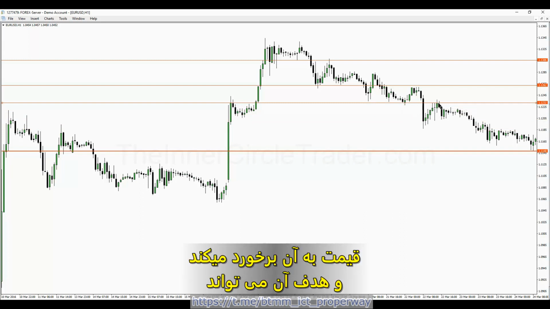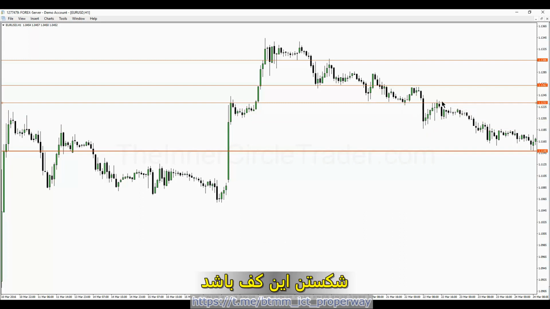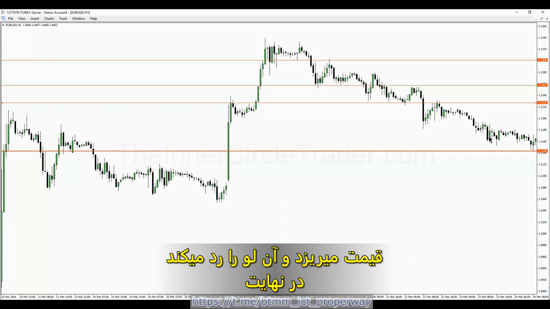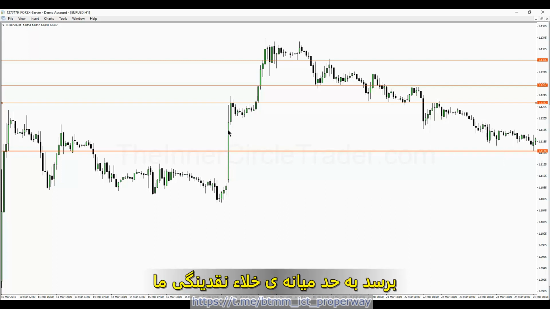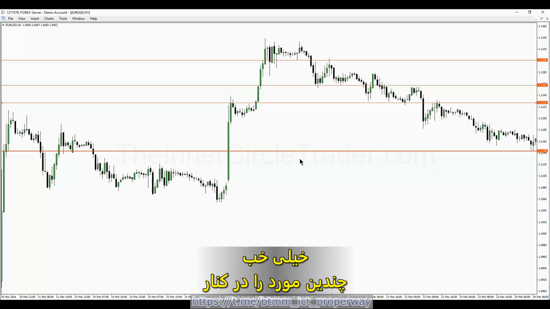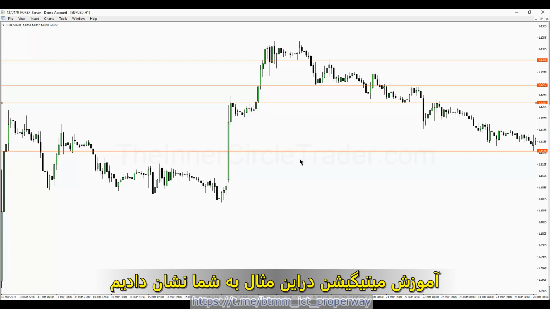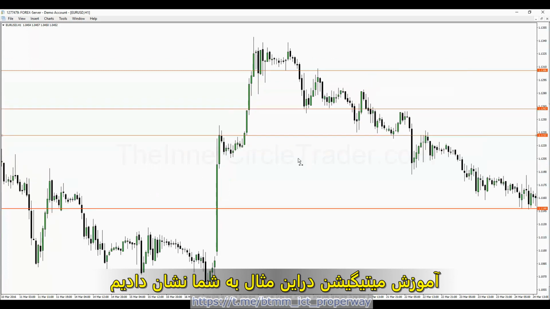Price hits that. Objective is going to be to break below this low. It sells off, goes through it, and ultimately goes down into the mean threshold of the liquidity void. So a couple different things shown in here as an overlap study on mitigation.